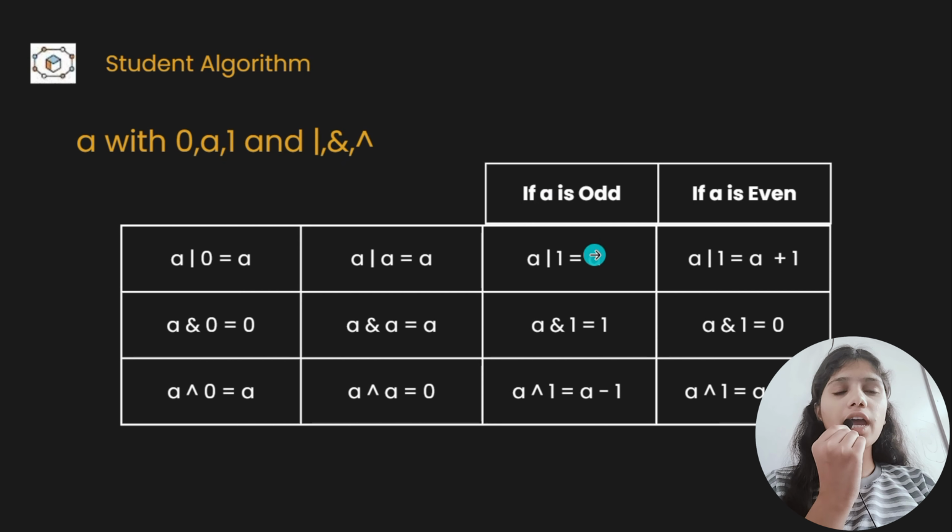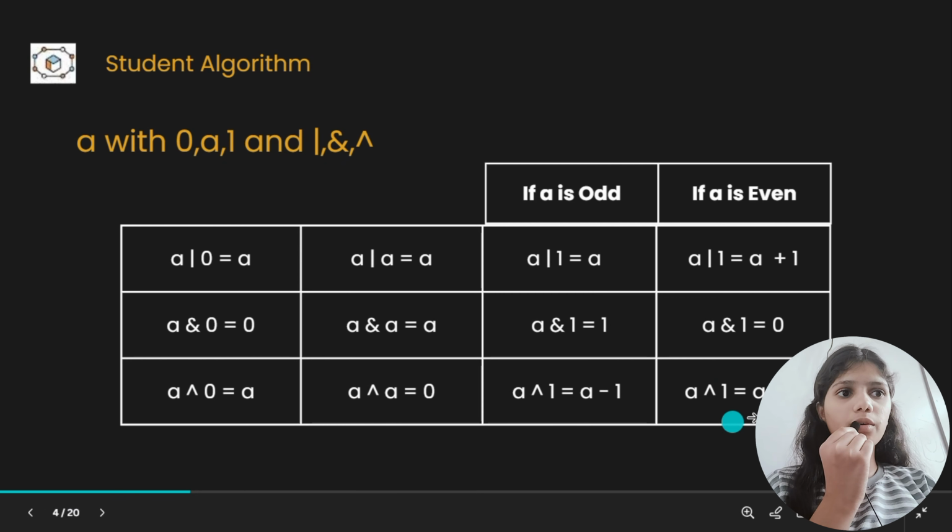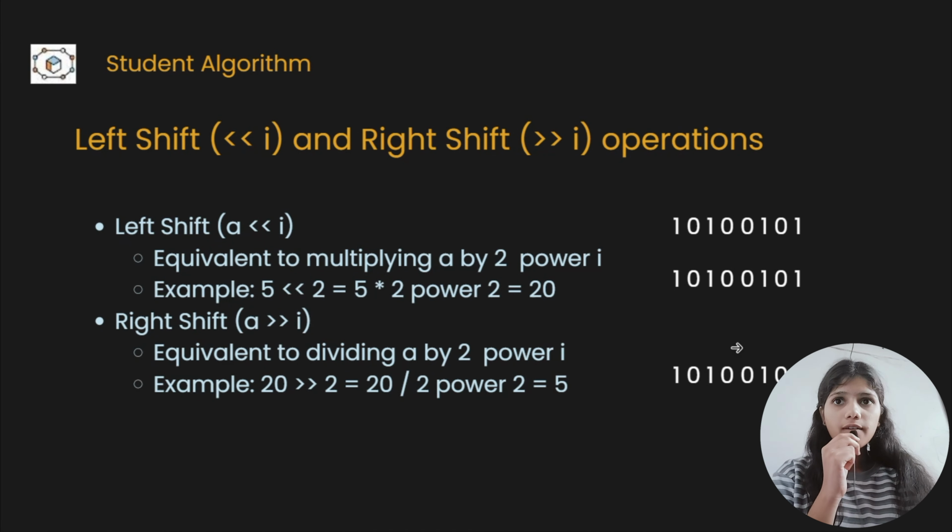If A is odd, A OR 1 is equal to A, A AND 1 is equal to 1, A XOR 1 equals A minus 1. If A is even, A OR 1 is equal to A plus 1, A AND 1 is equal to 0, and A XOR 1 is equal to A plus 1. This is what we have observed. So now let's move to the left shift and right shift operations. What exactly do the left shift and right shift operations do in problem solving?